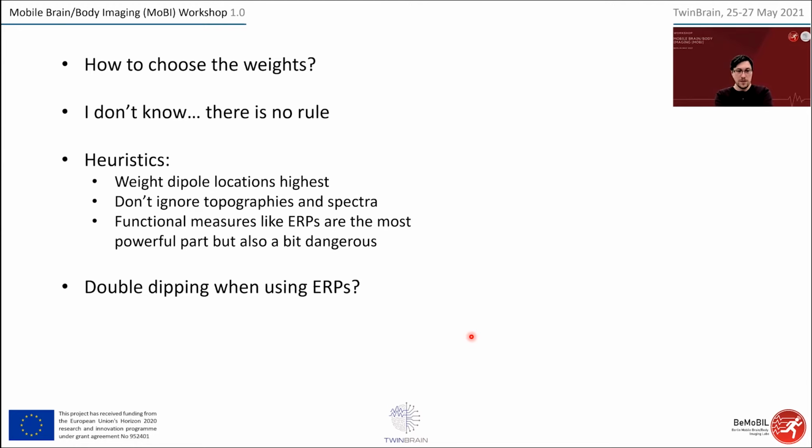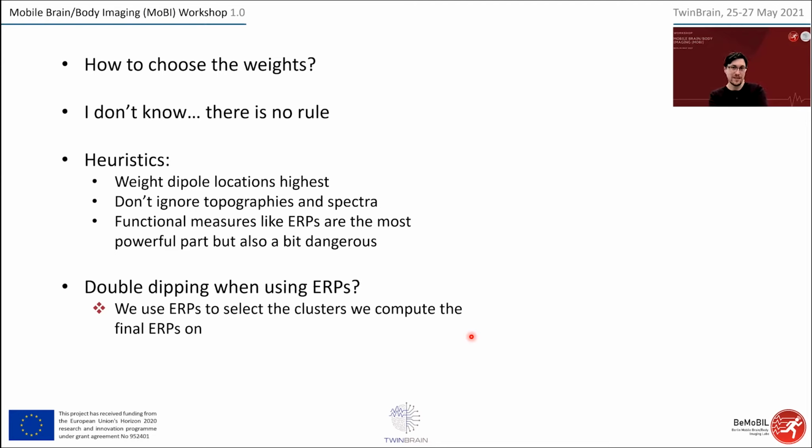So what is double dipping? If we use ERPs to select the clusters to compute our final ERP on, that's kind of circular, right? So it could be that we artificially increase our statistics by just fitting the cluster in a way that increases our statistics, because as I said, we use the same measure that we compute the statistics on to select the data.